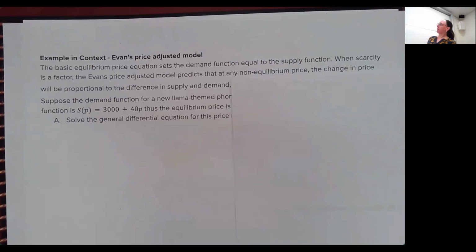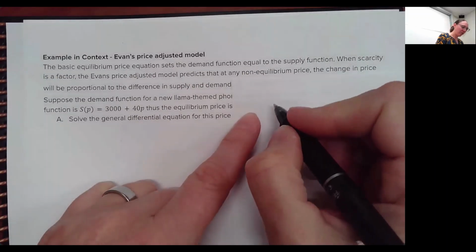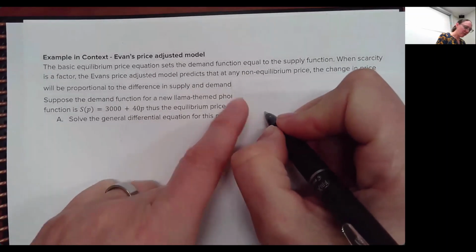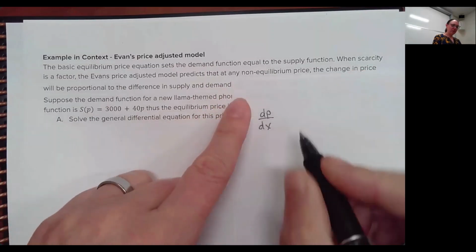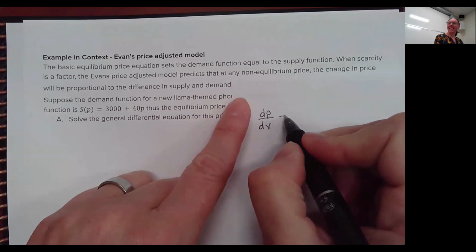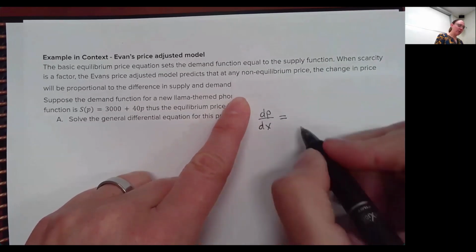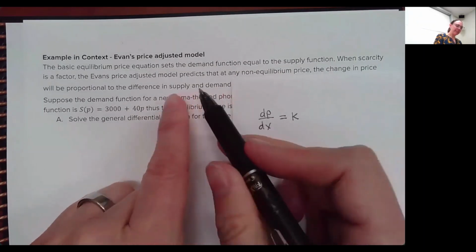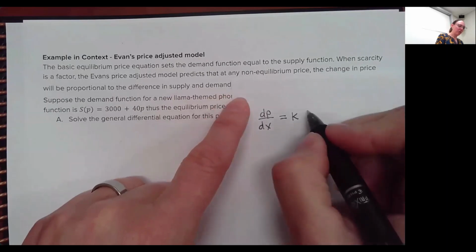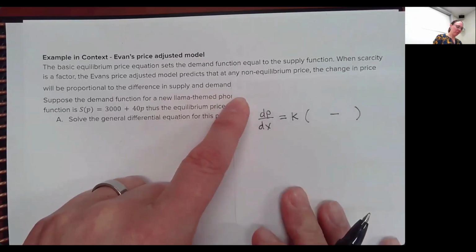So if I take that phrase and I turn it into a differential equation, the change in price, I'll just call that dp dx. My change in price is, so I'm going to write an equal sign, proportional to, so I need some constant K, the difference in supply and demand. So that means I'm going to be subtracting supply and demand, right?